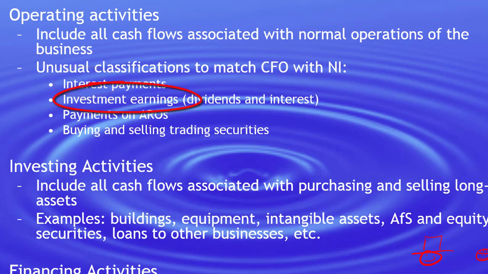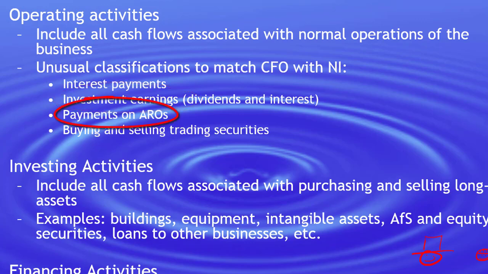Investment earnings like dividend revenue or interest revenue, technically those are investing activities. We're getting money from the investments that we've made. But again, FASB said, in order to get cash flow from operations to match up with net income, we're going to put cash received as dividends and cash received from interest up in operating activities so that it matches up with dividend revenue and interest revenue.